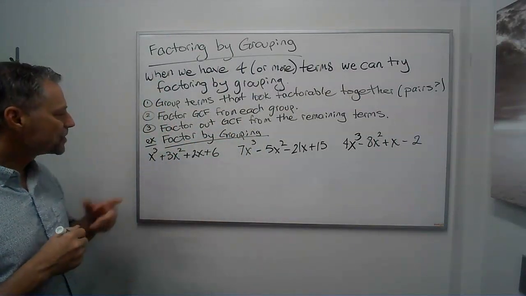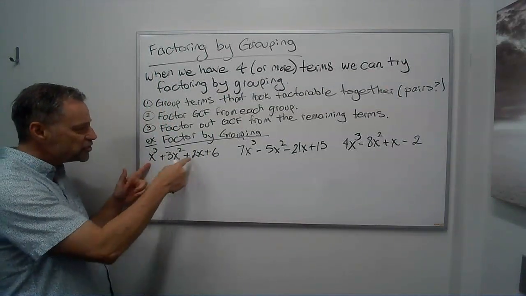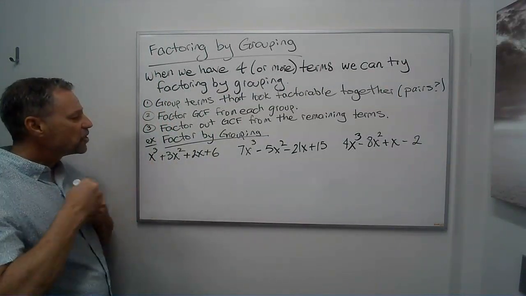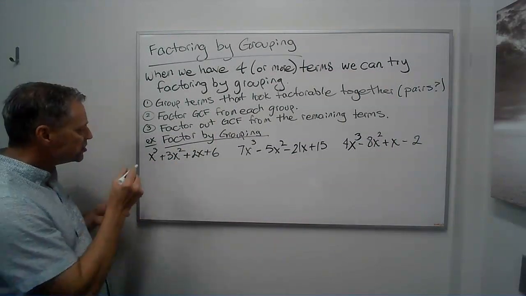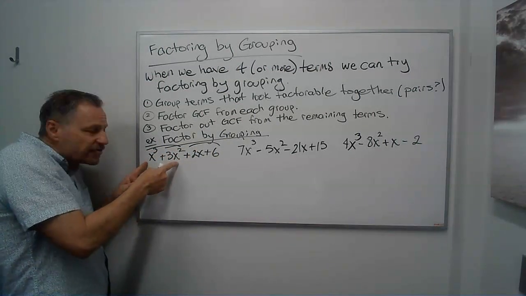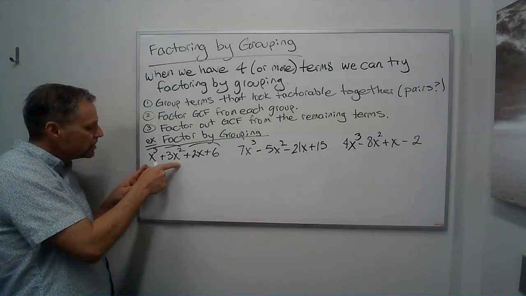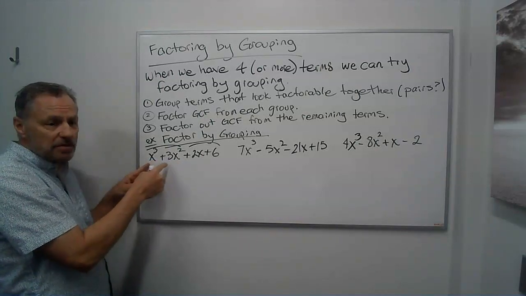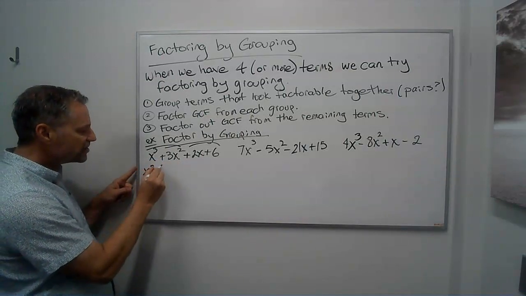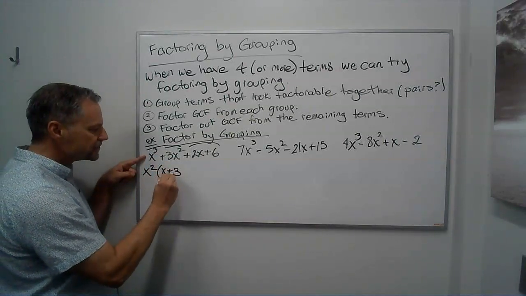Okay, so we're looking at these problems right here, and we've got 1, 2, 3, 4 different terms. So the way I'm always going to try to do it is group the first 2 and the second 2 together. In this first group of 2 terms, I'm going to factor out the GCF just out of these 2. And notice x squared goes into both of those, so that has a common factor of x squared. And it leaves me, when I factor that out, x plus 3.